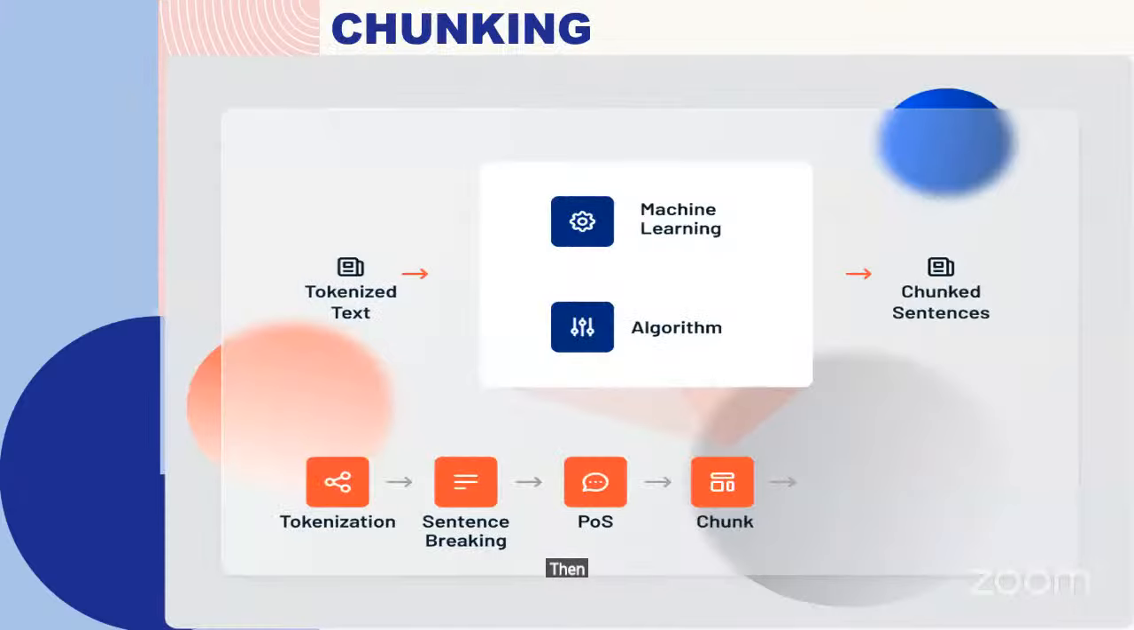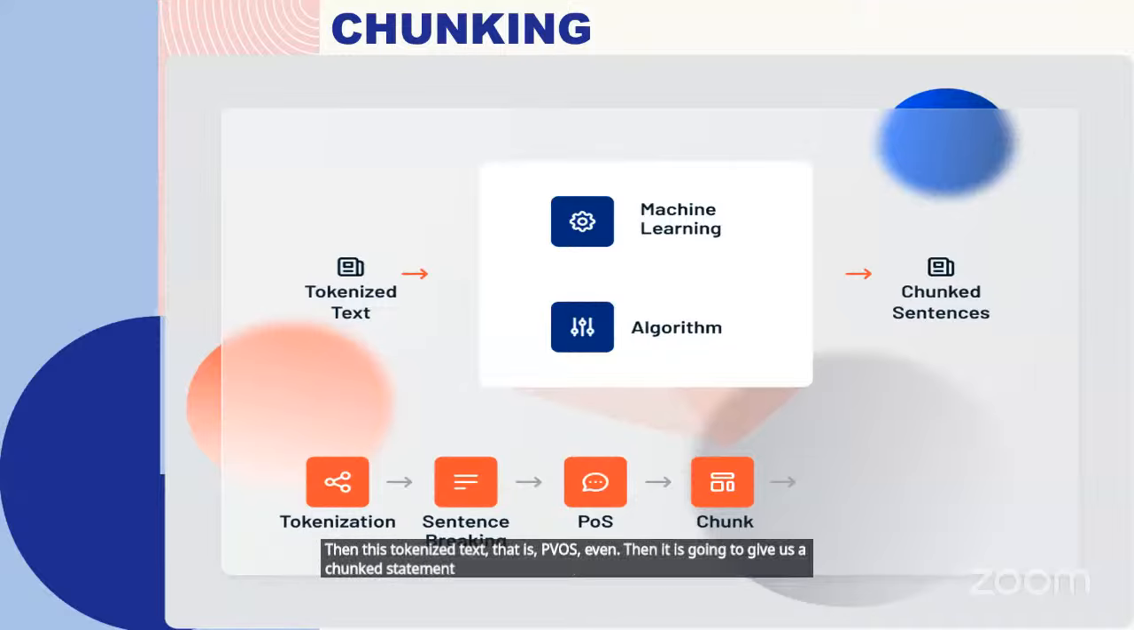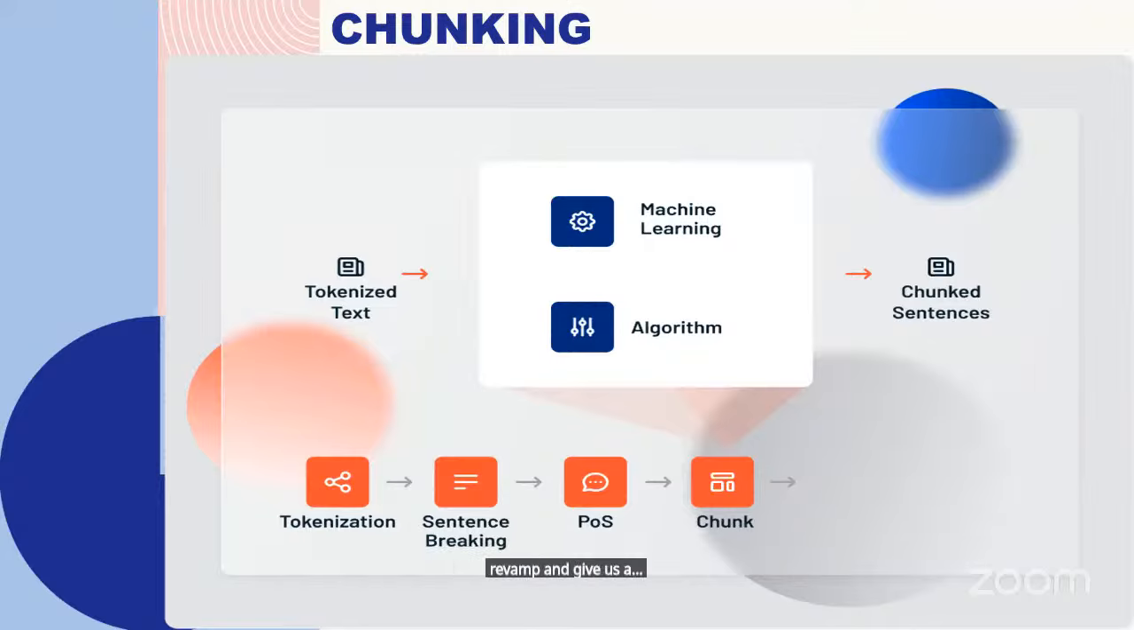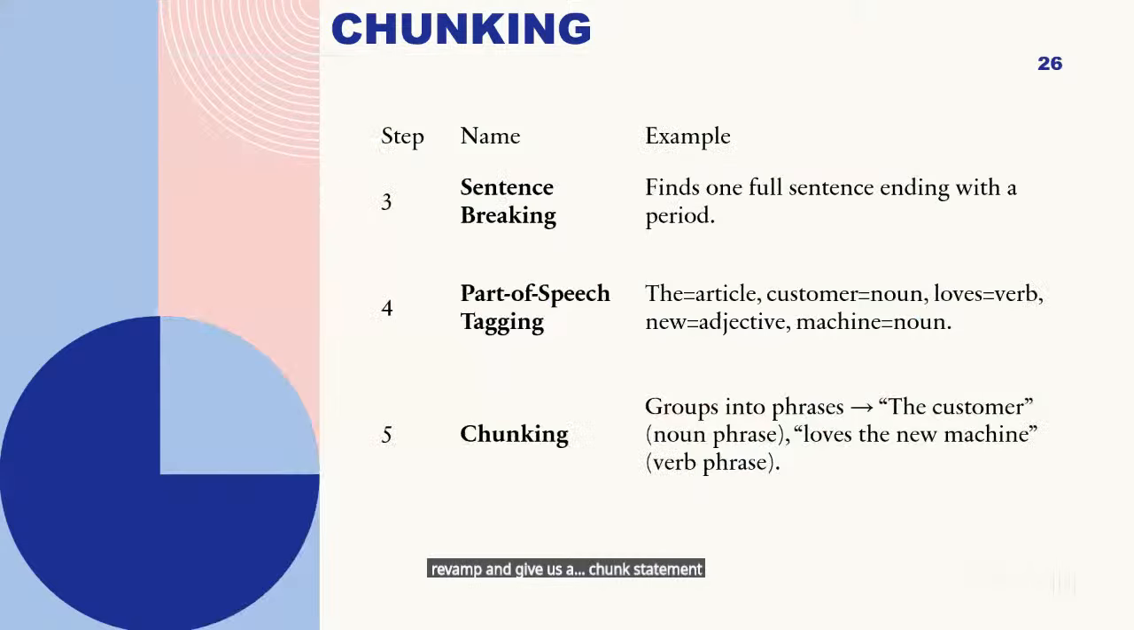Then this tokenized text, that is POS, is given, and then it is going to give us a chunked statement. This machine learning algorithm is going to revamp and give us a chunked statement. So how is it going to give? See, it is a beautiful thing. Chunking means it is going to make it as a group. We had given the customer loves the new machine. See how it had grouped. It had grouped the noun with the noun phrase and verb phrase.